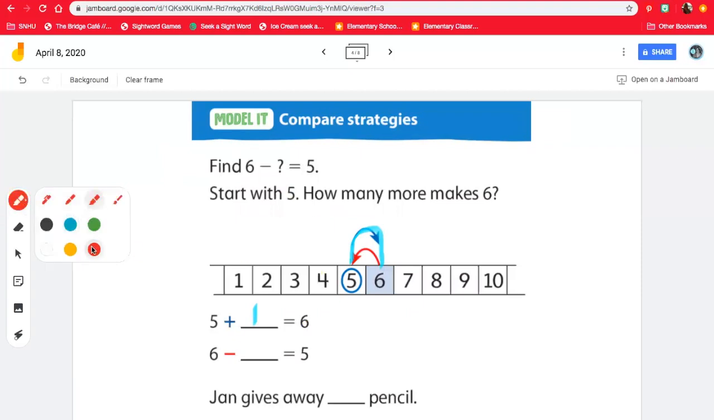Now, what if we want to go back? Here it says 6 take away. I noticed this red arrow makes 1 jump to get back to 5. So 6 take away 1 equals 5. So how many pencils did she give away if she started with 6 and ended at 5? 1. She gave away 1 pencil.